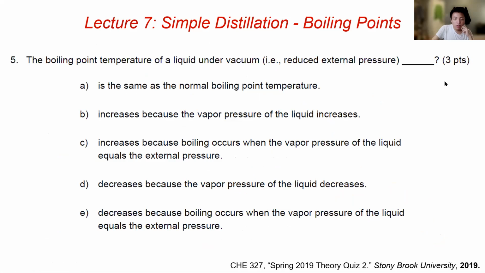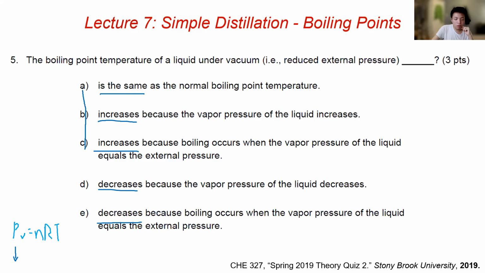And here's one of the questions. The boiling point of a liquid under vacuum. Usually the ideal gas law PV works for this case. And we decrease the pressure. Yep, it's E.